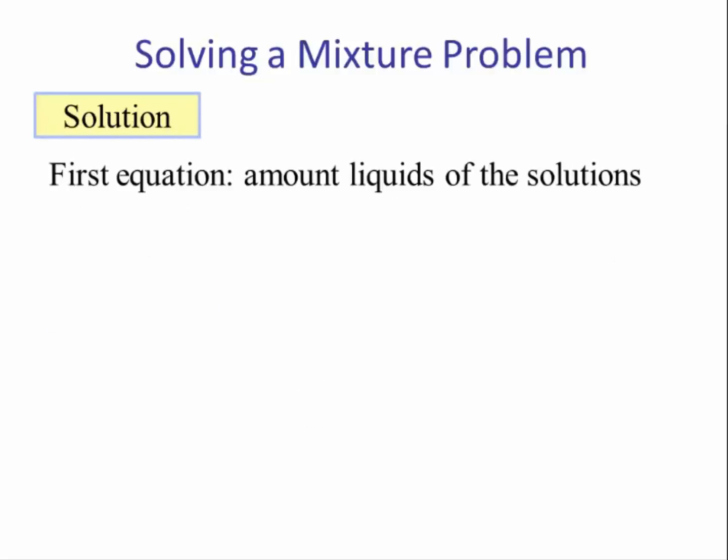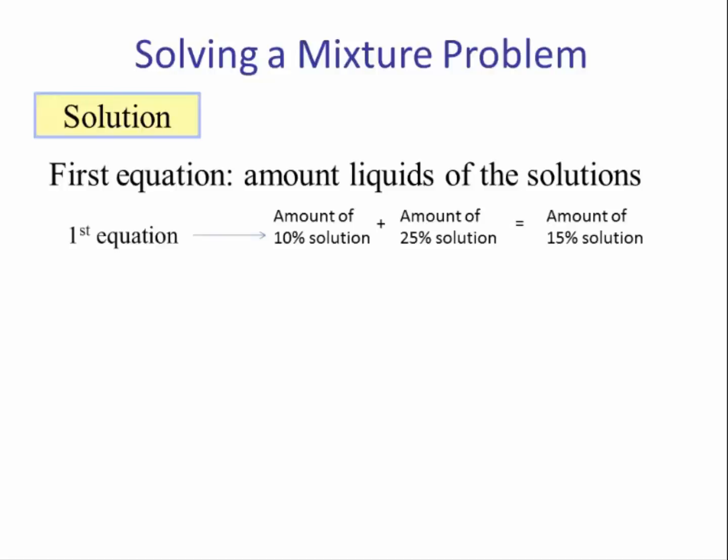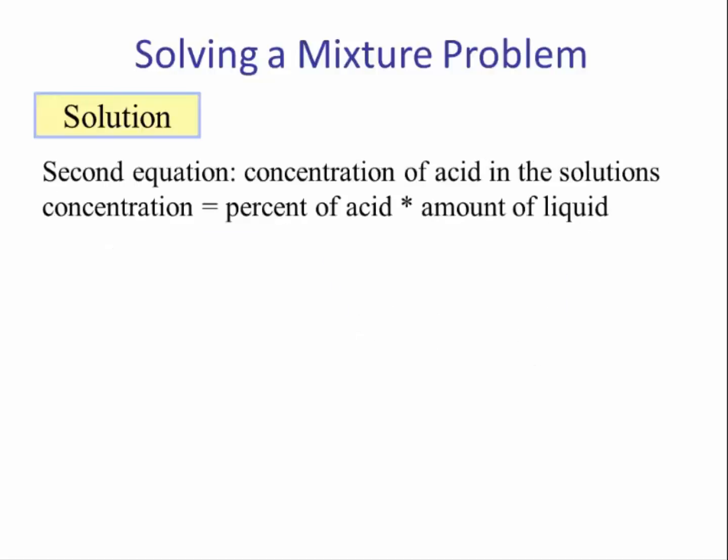So our first equation is the amount of liquids of the solutions. The amount of 10% solution will be x plus the amount of 25% solution, and that's 30, and that equals the amount of 15% solution, and that's y. The second equation is the concentration of the acid in the solutions.